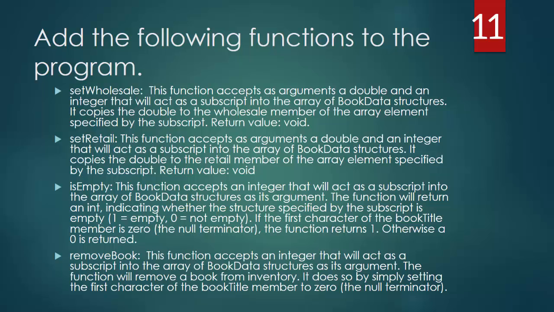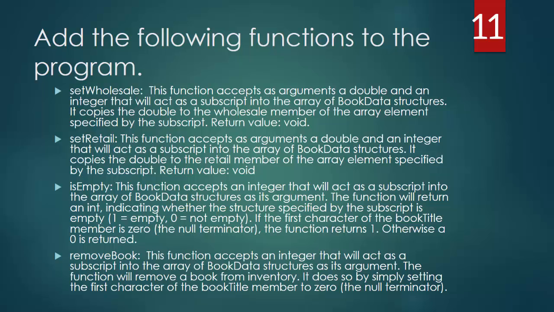One is called isEmpty, and this function accepts an integer that will act as a subscript into the array of book data, just like the other ones. And the function will return an integer indicating whether the structure specified by the subscript is empty. 1 is empty, 0 is not empty. If the first character of the book title member is 0, in other words, that's the null terminator, then the function returns 1 because it's empty. There's nothing there. Otherwise, 0 is returned.